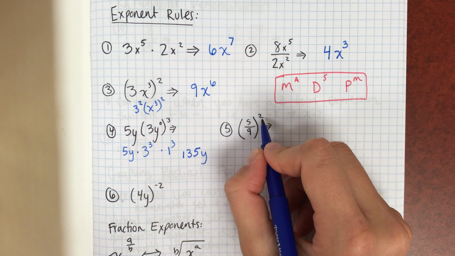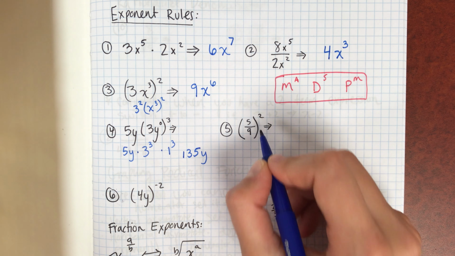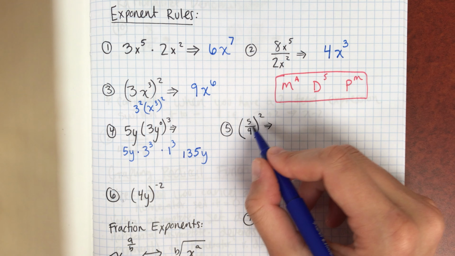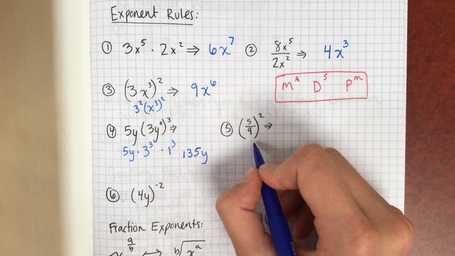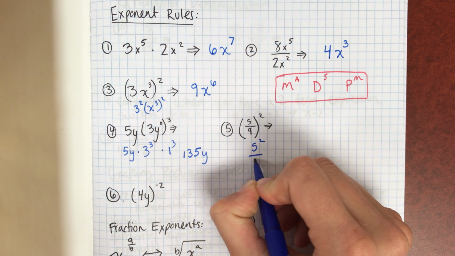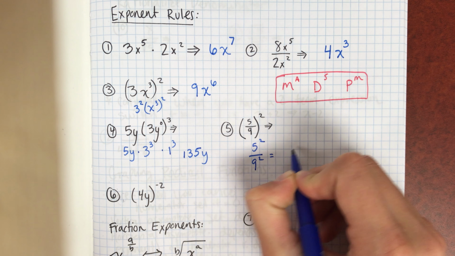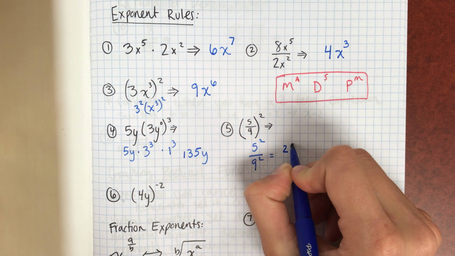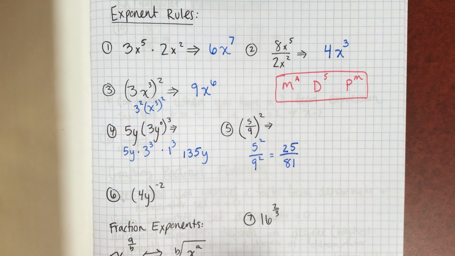All right, again, we've got a fraction squared. So everything in that fraction you are going to square because the parentheses are around everything. So this is 5 squared and 9 squared, which is, go ahead and reduce that, or simplify to 25 over 81.